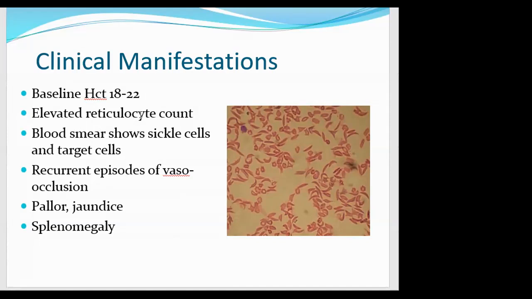And on the blood smear, you're going to see sickle cells, which is here, and target cells, and you may have pain crises, and that's episodes of vaso-occlusion. You have pallor, jaundice, and splenomegaly.